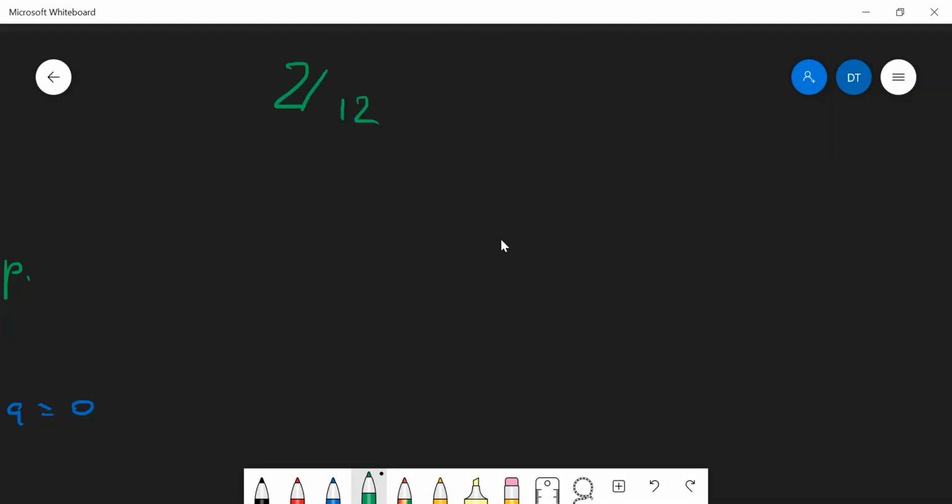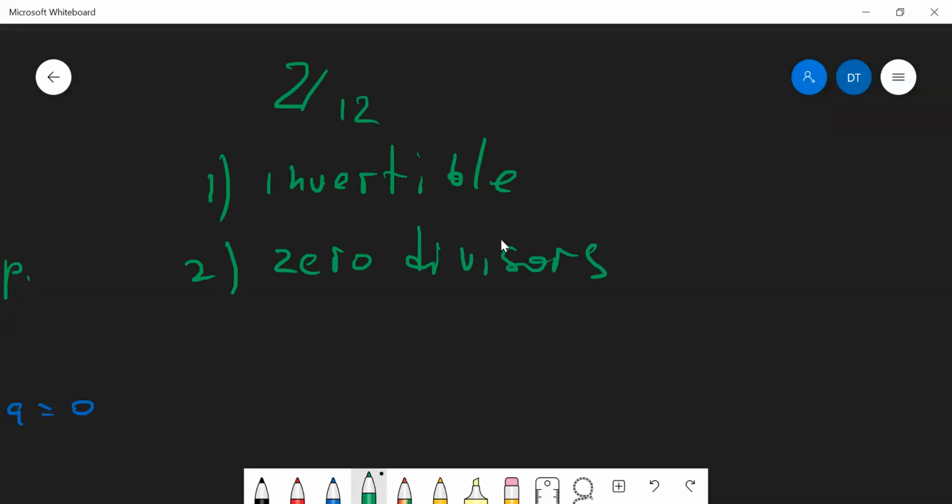And there are 4 different types of elements. First of all, invertible elements. Then we have zero divisors. Then we have nilpotents, and then idempotents.